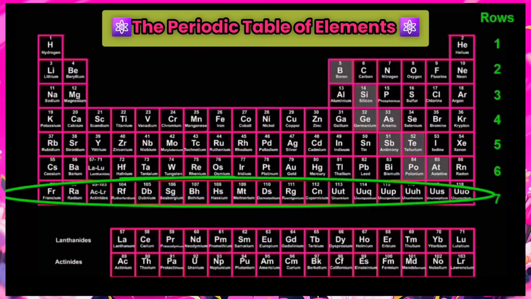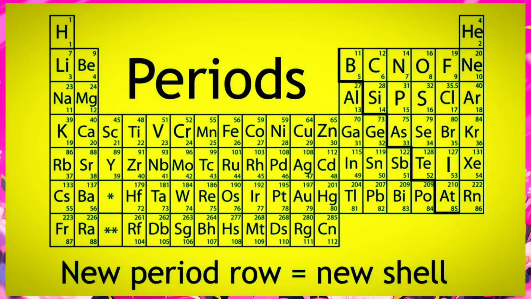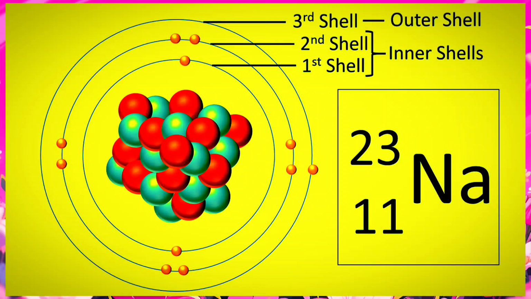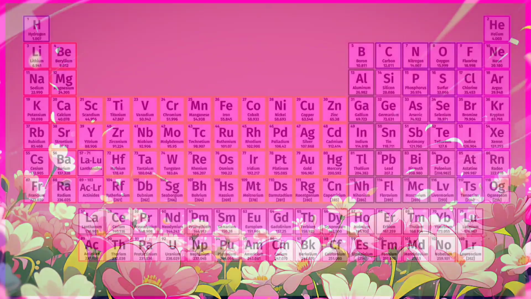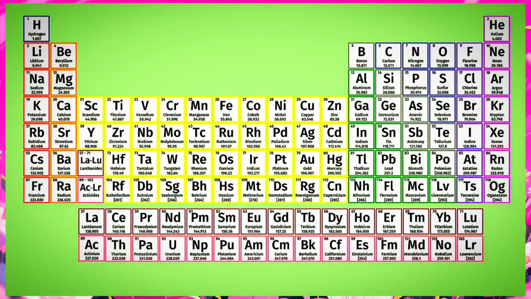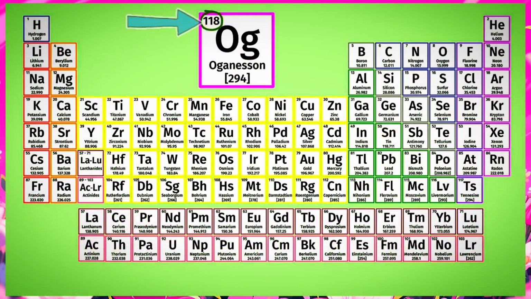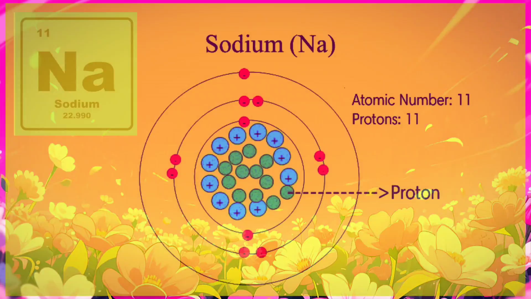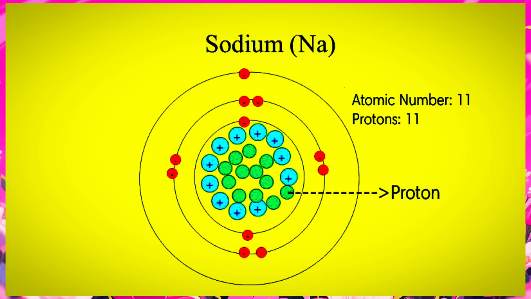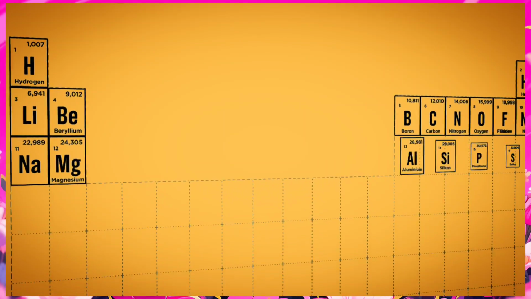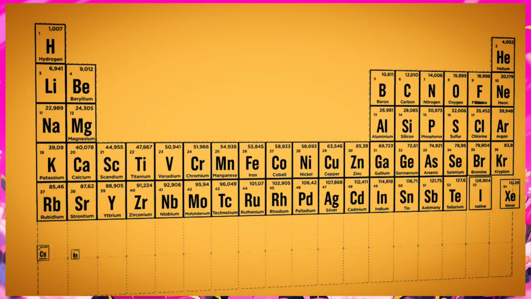There are 7 periods. The periodic table has 7 horizontal rows, representing different energy levels or shells, where electrons are found in atoms. As you move from left to right across a period, the atomic number increases. Atomic number is the number of protons in an atom. It goes up by 1 for each element as you move across a row.